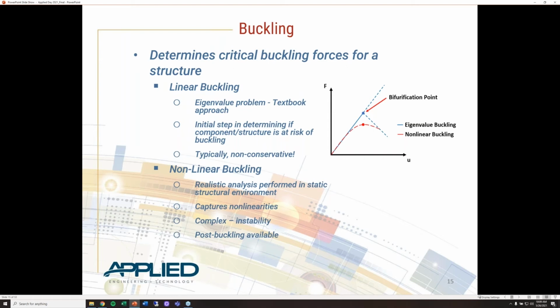If we look at the graph on the right, this is a bifurcation curve that displays the difference between eigenvalue buckling and nonlinear buckling. The blue dot would be the critical buckling load that we would predict during linear buckling, and the red dot would be the critical buckling load that we would predict during nonlinear buckling. So we can see the nonlinear buckling is certainly predicting a lower load, and so our linear buckling is typically non-conservative, but it is still a great starting point.